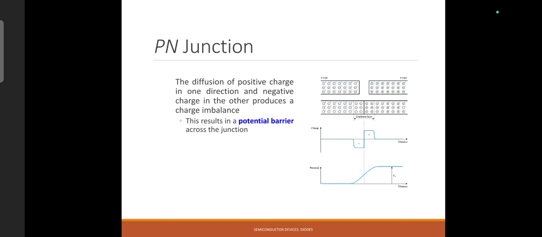The potential barrier opposes the movement of majority charge carriers across the junction. Without an external voltage, this barrier prevents current from flowing through the diode. Understanding the potential barrier is important because it explains why a diode doesn't conduct under normal conditions.